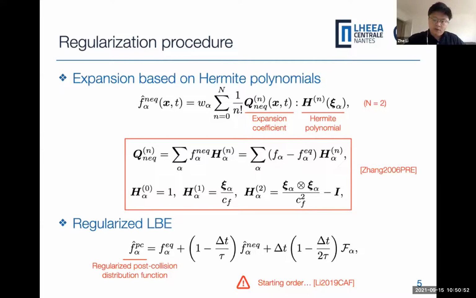After a rapid analysis, we found that if we use the force scheme of Guo, we have to start the reconstruction from the first order, because the first order still contains something. It's not strictly equal to 0 because of the force model. We published our analysis in 2019 in Computers and Fluids.